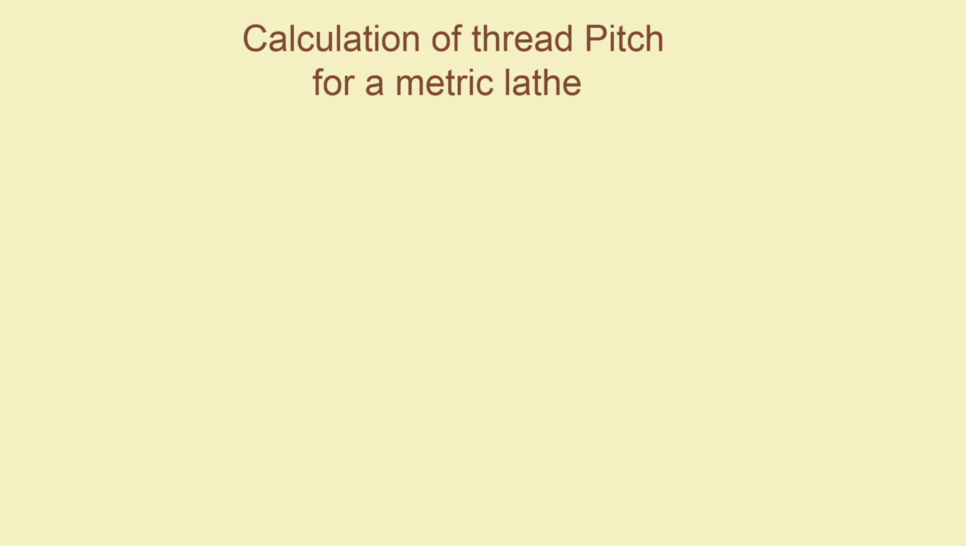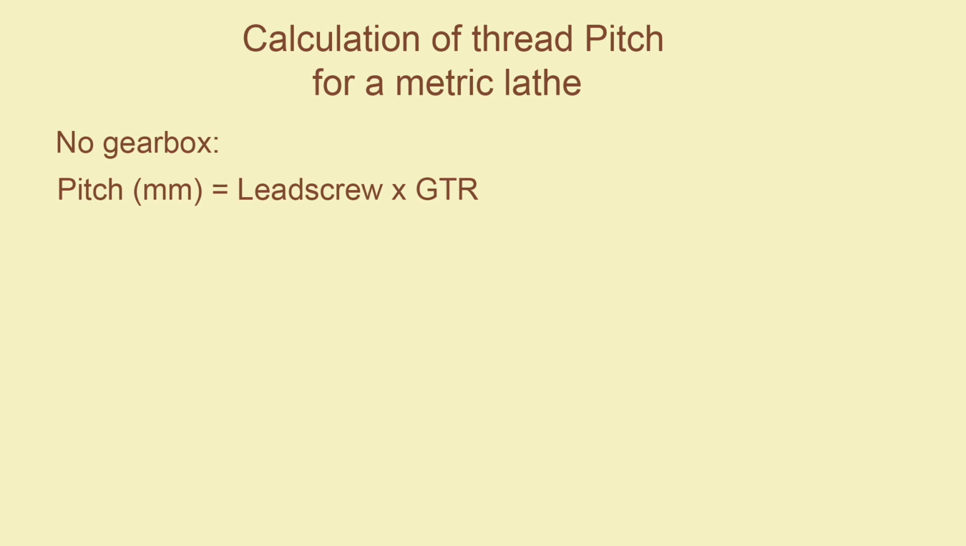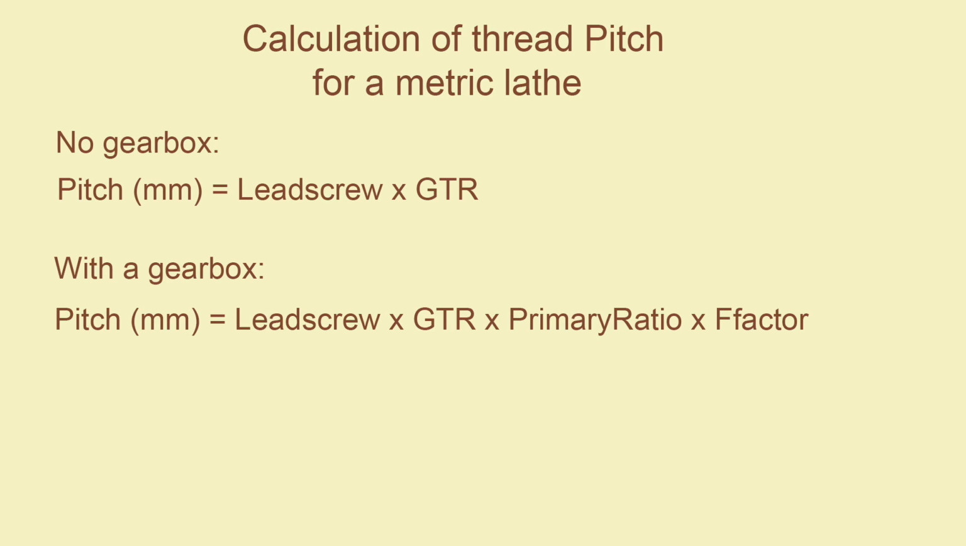Now that we've calculated the gear ratios for the gearbox, we can write down the equations that are needed to calculate the thread pitch for a metric thread. Now if we have a lathe with no gearbox, it's really quite simple. We just take the pitch of the lead screw and multiply it by the gear ratio to get the pitch, as we explained earlier. When we introduce a gearbox, we start with the same equation, lead screw times the gear train ratio, and now multiply it by the gear ratios provided by the gearbox, which is the F factor, which is what I call the number off the table, multiplied by the primary ratio that we talked about.